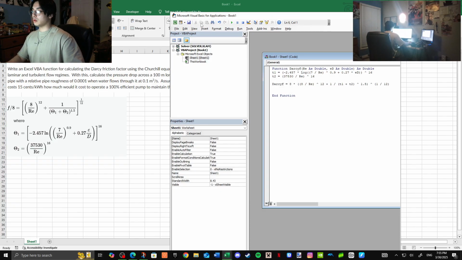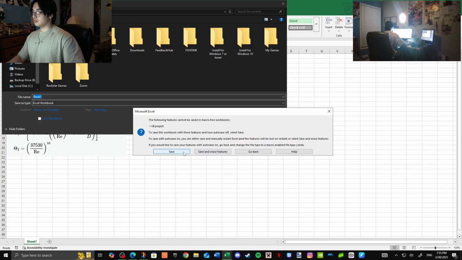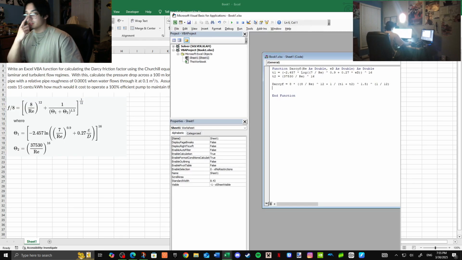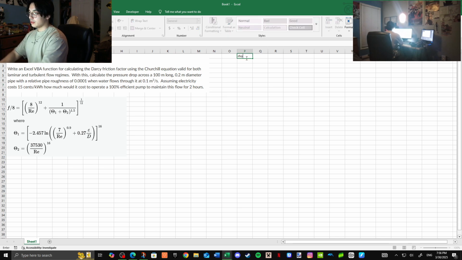So that is our function right there. All right, we'll just save this. All right, so we got the function. Now we can start listing off some variables. Our density, 1E3, our viscosity, 1E negative 3.